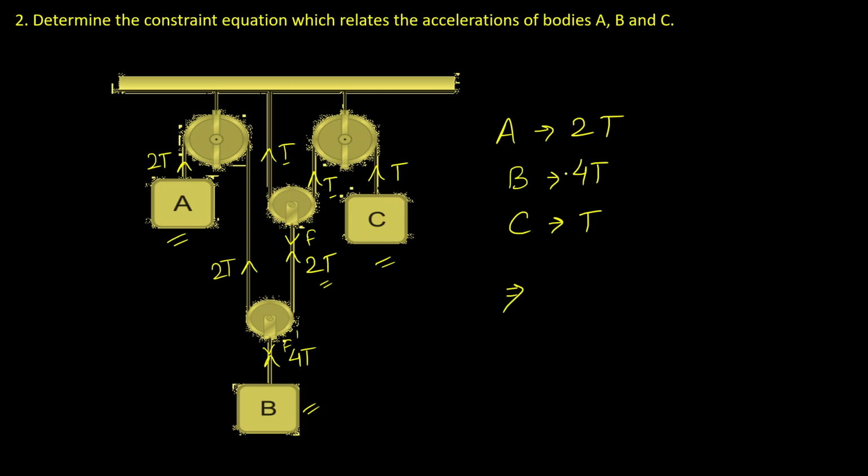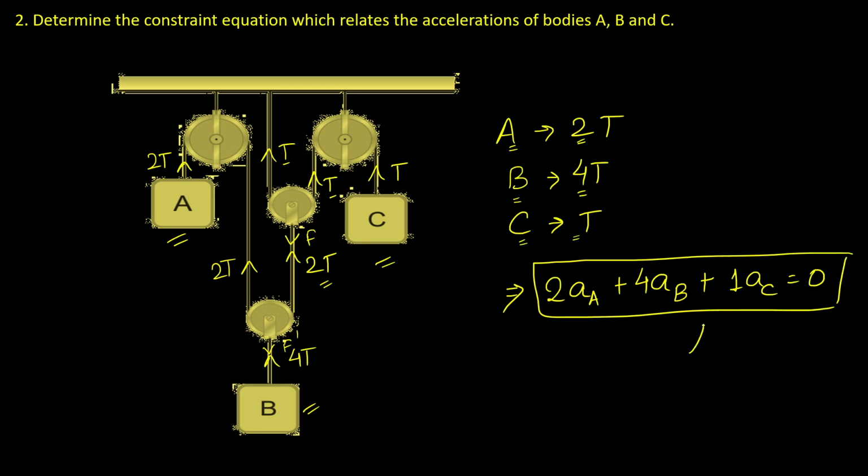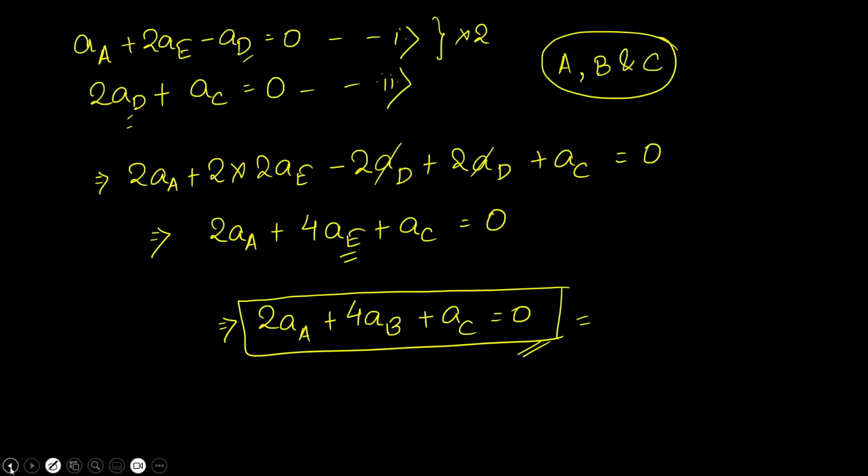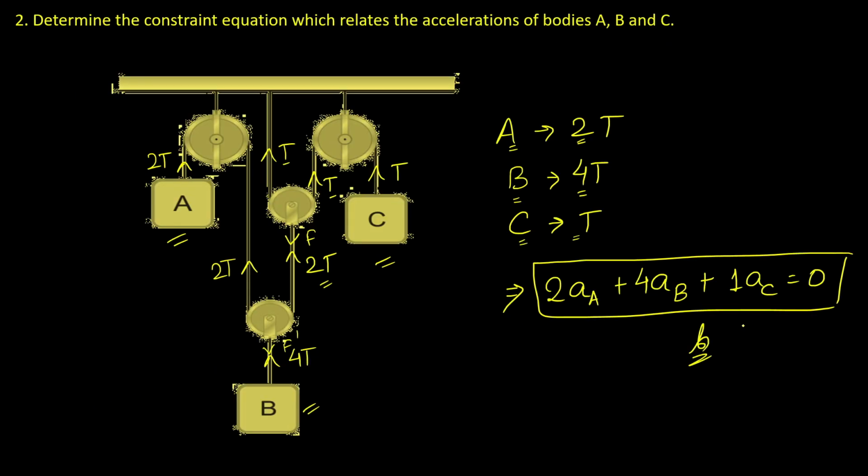So you just need to multiply this 2 with the acceleration of A, this 4 with the acceleration of B, and this 1 with the acceleration of C to get the answer. That is 2 acceleration of A plus 4 acceleration of B plus 1 acceleration of C is equal to 0. So this is the answer, and this is the shortcut method. You can compare the answers: 2aA plus 4aB plus aC is equal to 0, and we have got the same answer. So this is the shortcut method. Just practice some more questions of this type using this shortcut method to gain confidence in using it.